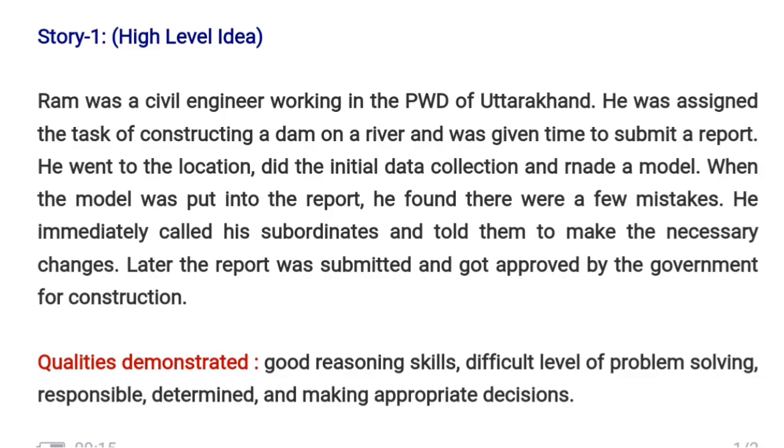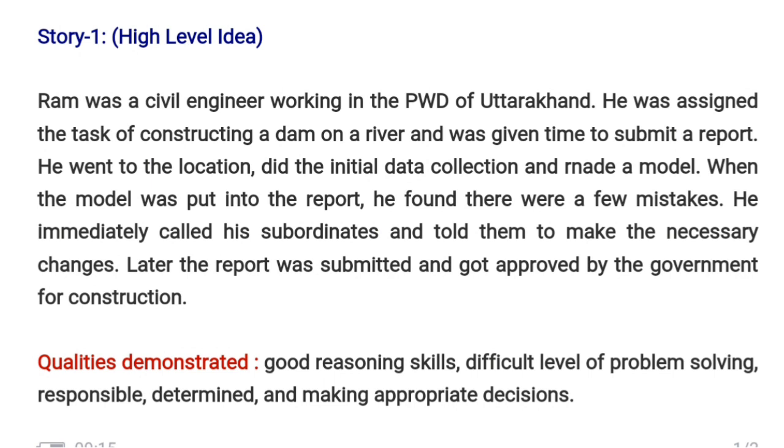High-level idea. Ram was a civil engineer working in the hills of Uttarakhand. He was assigned the task of constructing a dam on a river and was given time to submit a report. He went to the location, did the initial data collection and made a model.